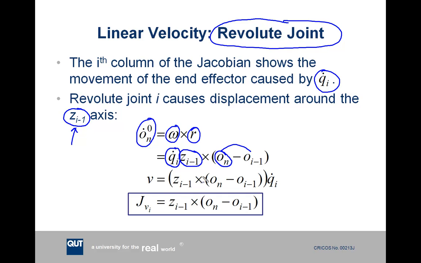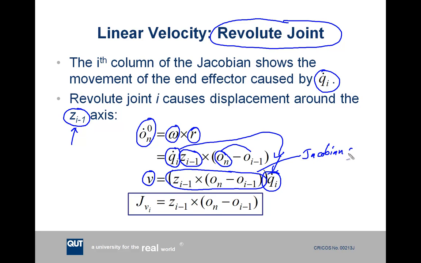So if we rearrange this a little bit, if we take the q dot I outside of the brackets down to here, we get this expression. Once again, we have this general format of velocity of the tool point equals something times the joint velocities. And this something is the Jacobian components again. So we can say that the Jacobian component contributed by a Revolute joint is this term down here.